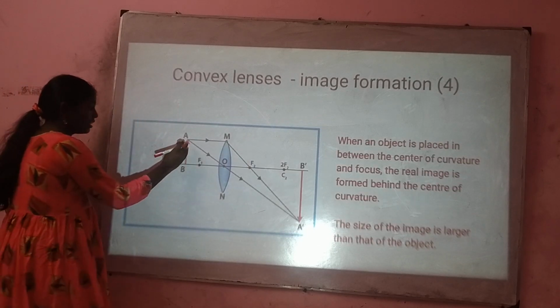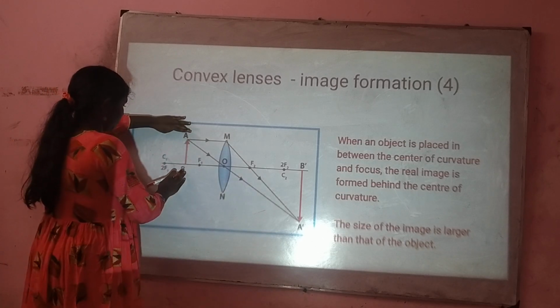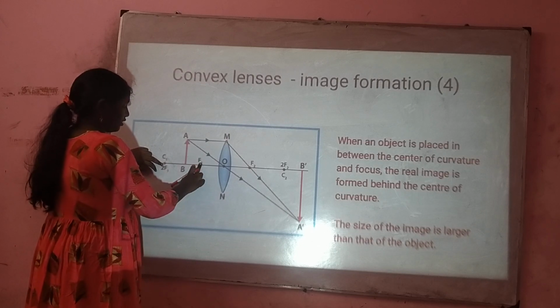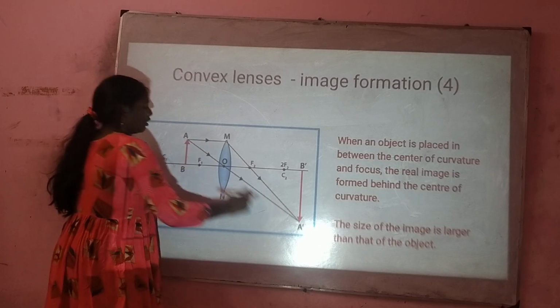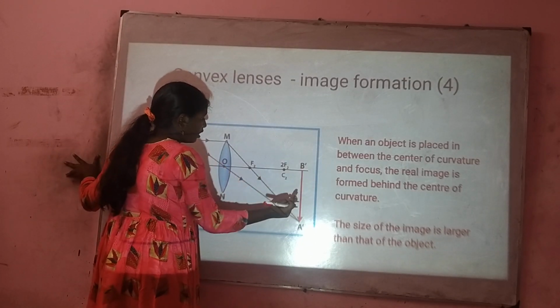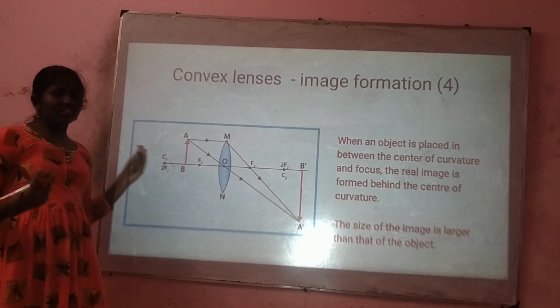Case 4. Here the object is between the center of curvature and focus. The image forms beyond the center of curvature on the other side. The size of the image will be larger than that of the object.